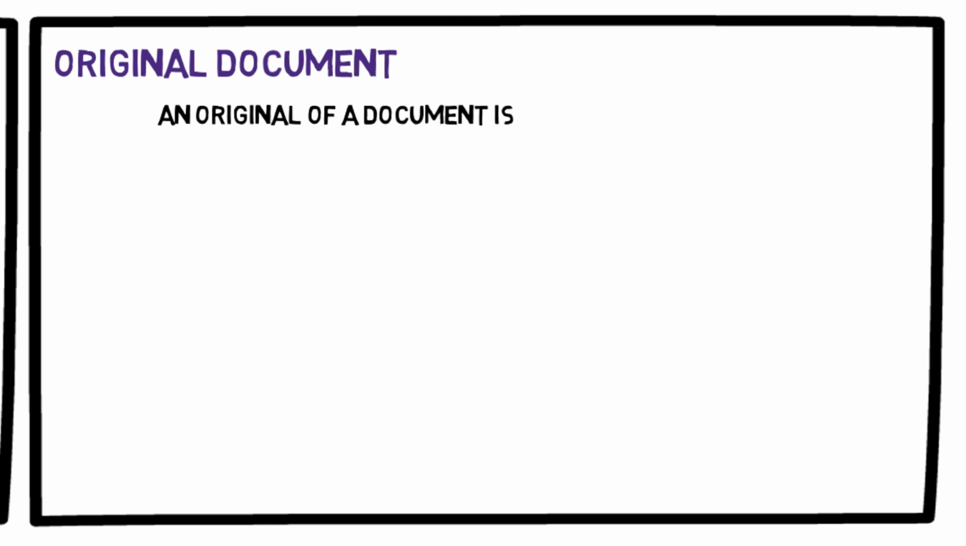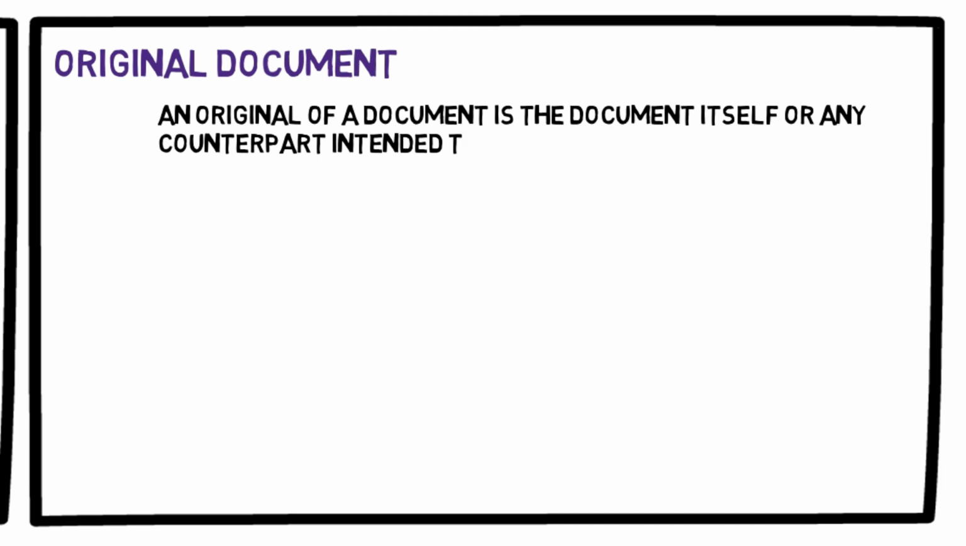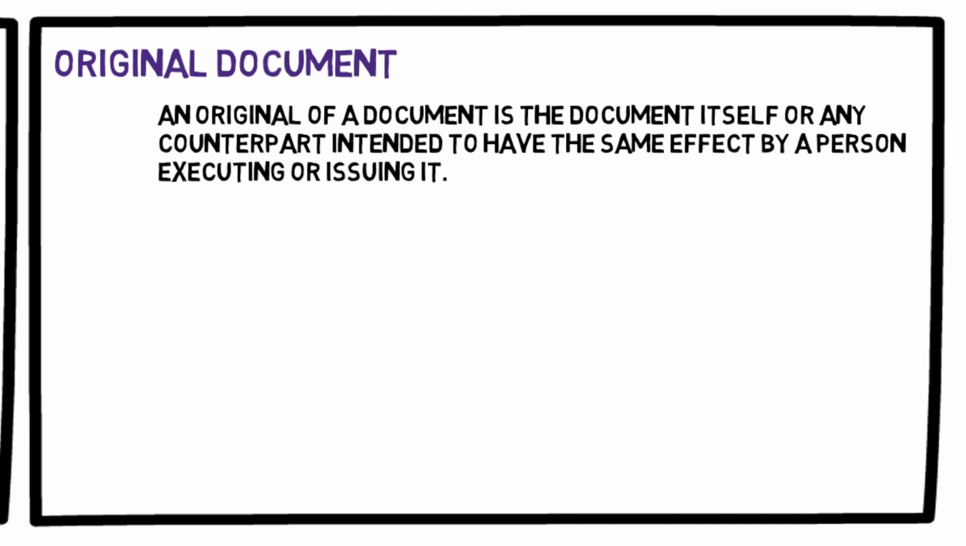What do we mean by original document? An original of a document is the document itself or any counterpart intended to have the same effect by a person executing or issuing it.